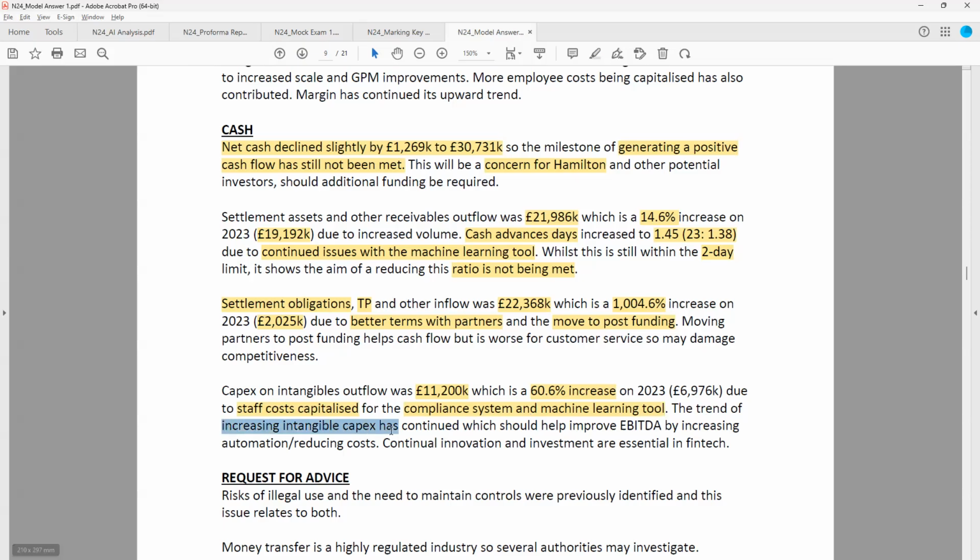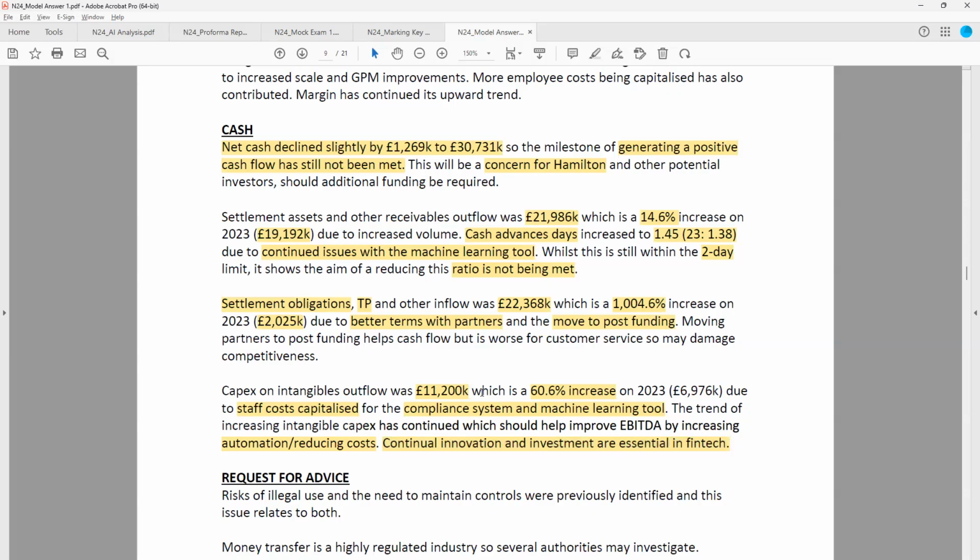So the trend of increasing intangibles capex has continued. Like I said earlier, there's a positive side to that. Yes, it is an investment. It's not necessarily bad for cash, but it's obviously a cash outflow. So it's using up cash, but that should help improve EBITDA in the future because it will help increase automation and reduce costs. And we've got that context point there about the industry.